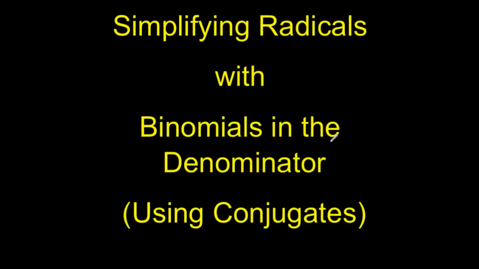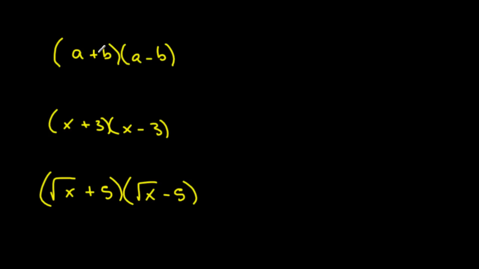Alright, simplifying radicals with binomials in the denominator. And we're going to be using something called conjugates. So before we get into this, I want you guys to quickly FOIL these. The quantity a plus b times the quantity a minus b. Okay, if you remember, this is the difference of perfect squares.